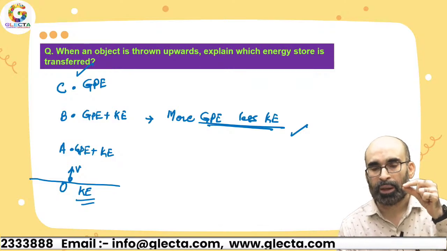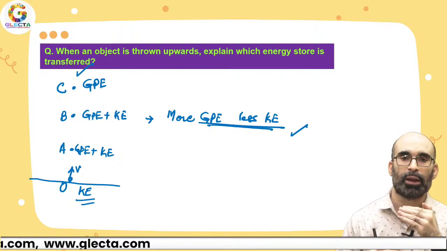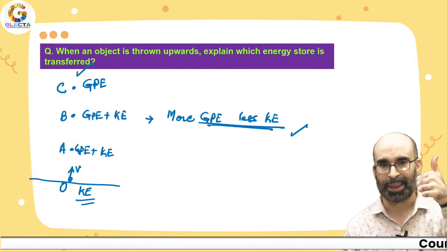Kinetic energy depends on speed. Speed is more, kinetic energy is more. Speed is less, kinetic energy is less. Is that clear?